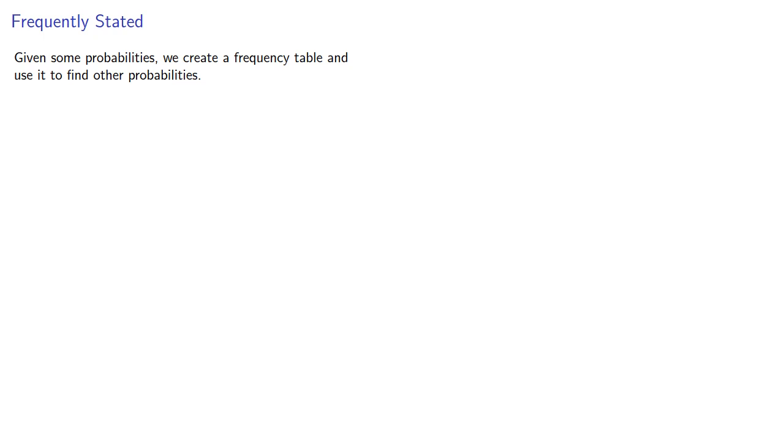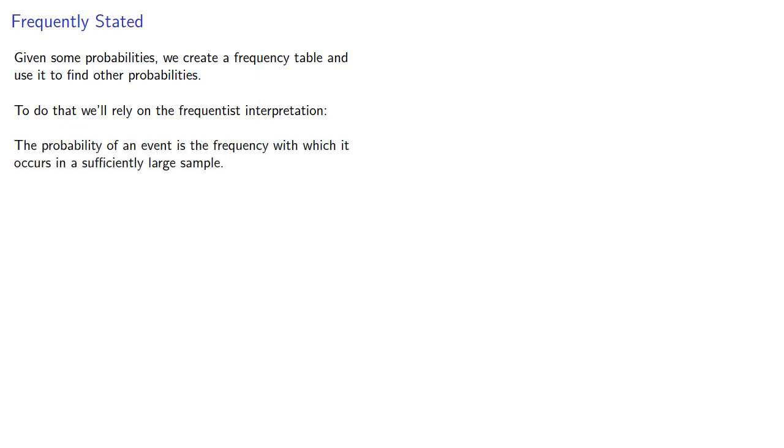Given some probabilities, we can create a frequency table and use it to find other probabilities. To do that, we'll rely on the frequentist interpretation. The probability of an event is the frequency with which it occurs in a sufficiently large sample.